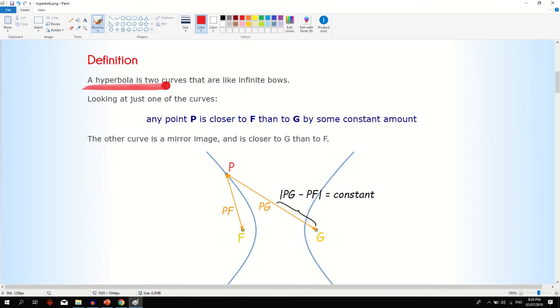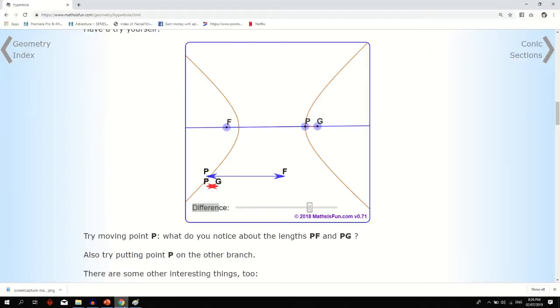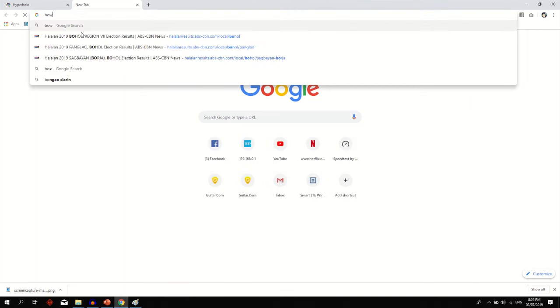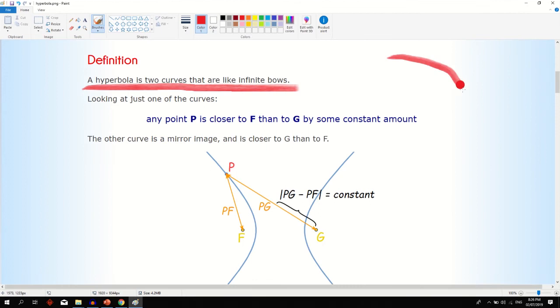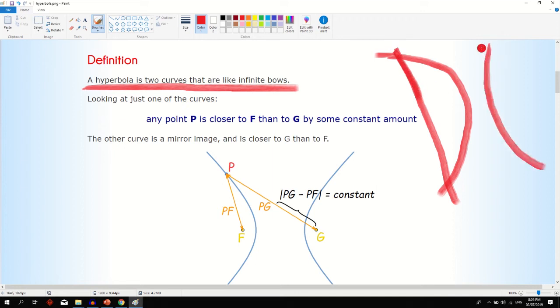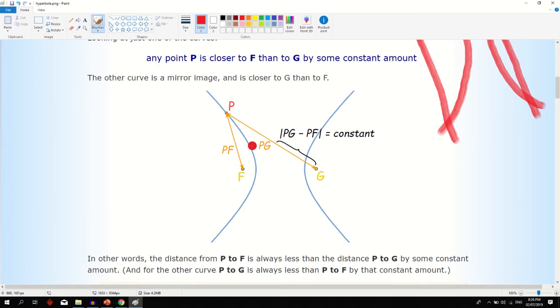So, definition: a hyperbola is two curves that are like infinite bows. So do you know what a bow looks like? So we will research that. Okay, so this is a bow, an archery bow. Is one of your classmates in the archery club? Okay, so there are bows like that. Okay, so two bows. Here we have an example.